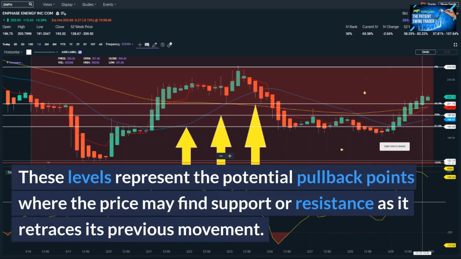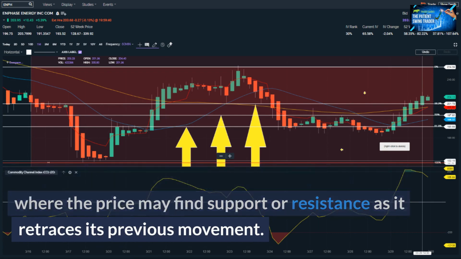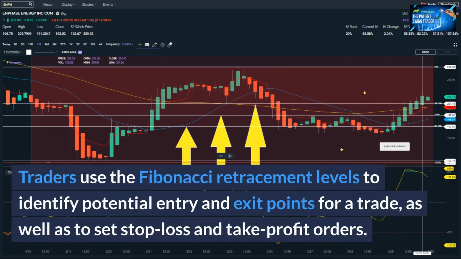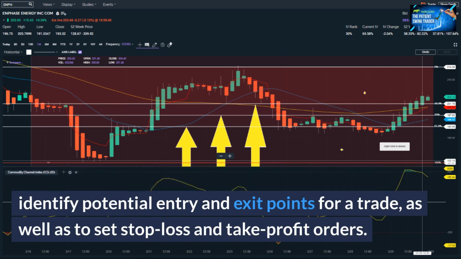These levels represent the potential pullback points where the price may find support or resistance as it retraces its previous movement. Traders use the Fibonacci retracement levels to identify potential entry and exit points for a trade, as well as to set stop loss and take profit orders.